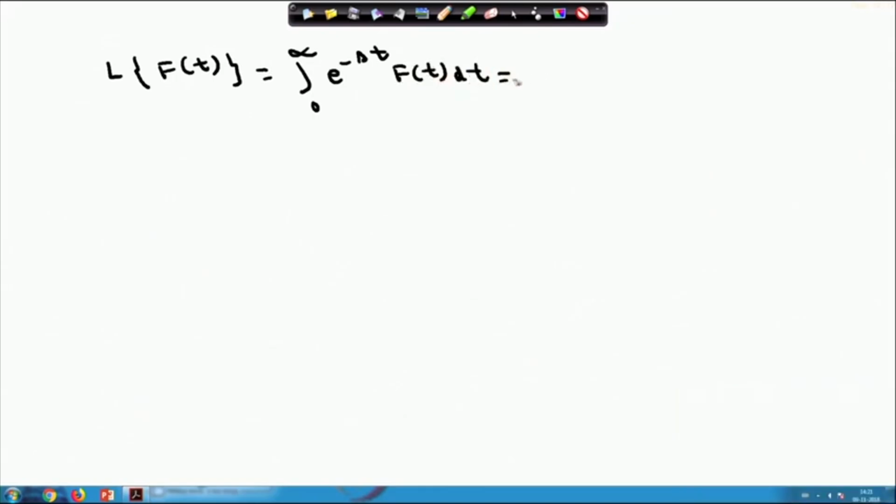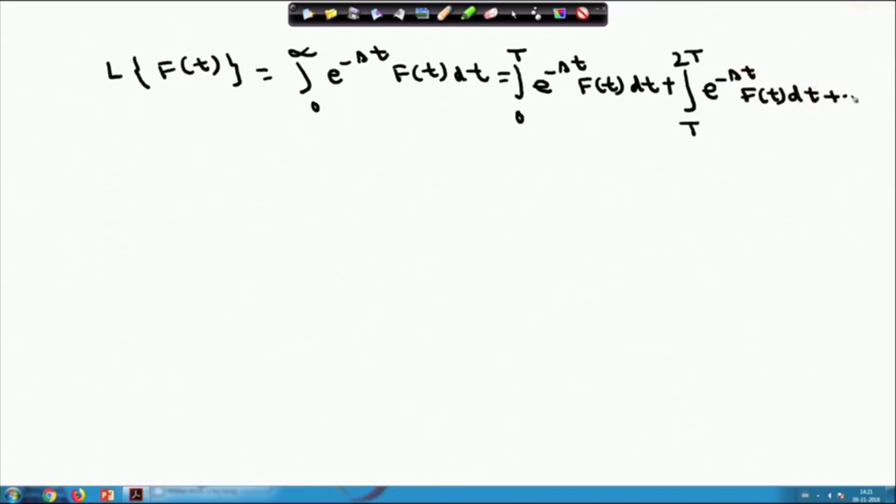This you can write, since it is a periodic function of period T. So, 0 to infinity I can break into sub-intervals, 0 to T, T to 2T, like that. So, 0 to T e power minus st into f(t) dt, plus T to 2T e power minus st into f(t) dt, plus like this, I will continue up to the nth term, and so on to infinity, e power minus st into f(t) dt.